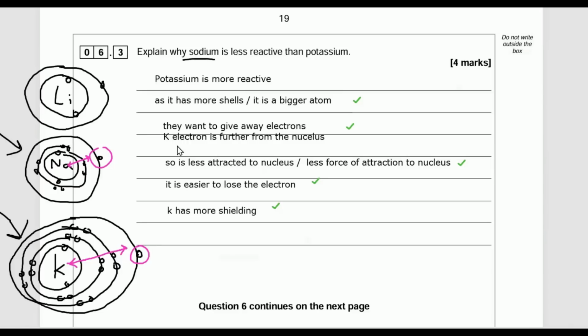Now, what would I say if I wanted to argue this the other way around, which is kind of what the question asked, but you get all the marks for this version. Sodium is less reactive. It has less shells. It wants to give away electrons, and its electron is closer to the nucleus. So it is more attracted to the nucleus. There is a greater force of attraction. It's harder to lose its electron, and it has less shielding. So you just reverse. You'd say the same things, but reverse. Now you can see I've done 5 points there. Yeah, we like to do the extra. Okay.